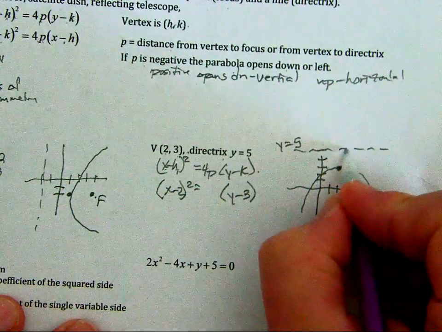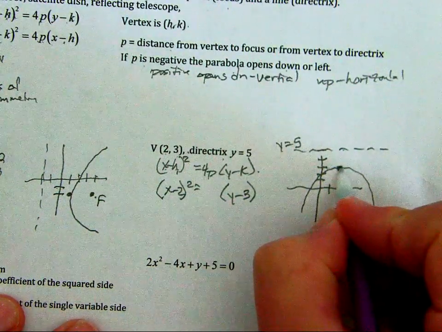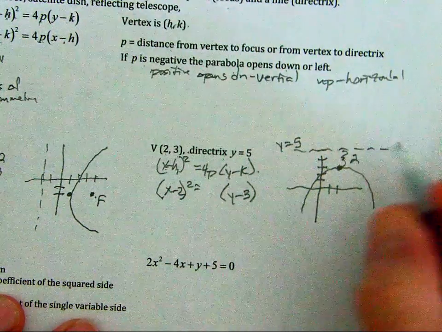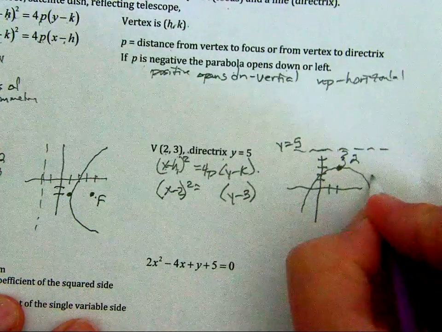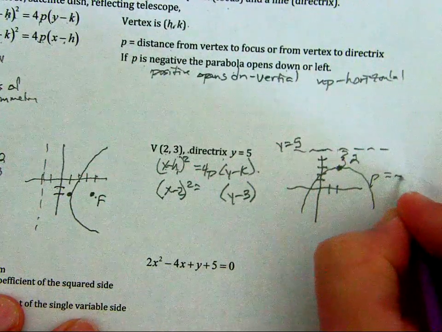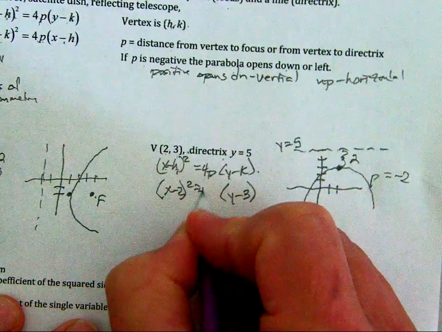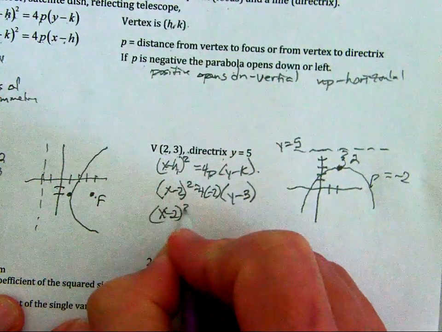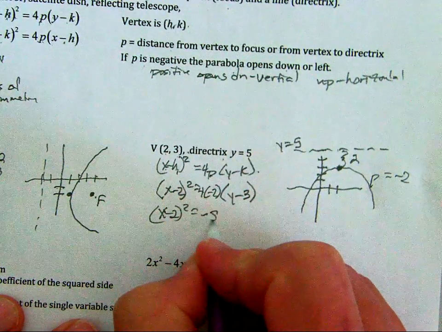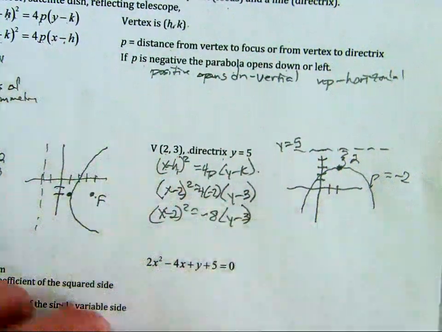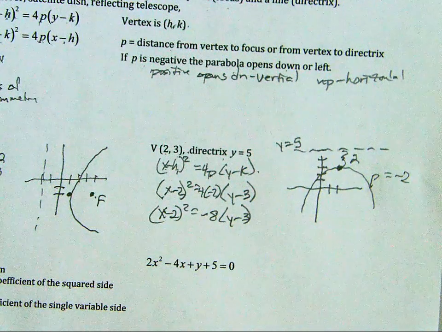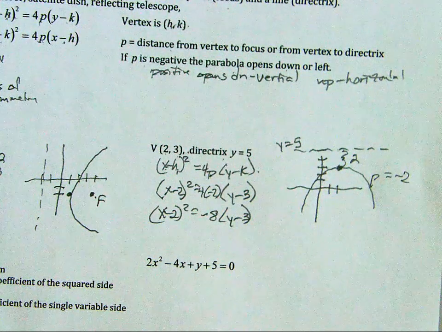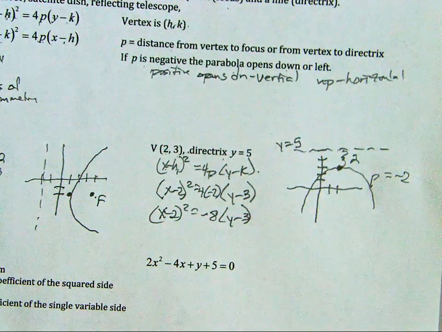Here, the distance from our vertex to our directrix is 2. Since it opens down, our p is a negative 2. So if we put that in here, 4 times a negative 2, our equation is x minus 2 squared equals a negative 8 times y minus 3. I see I have that wrong on your note sheet. That should be a negative 8 instead of a positive 8. Sorry about that.